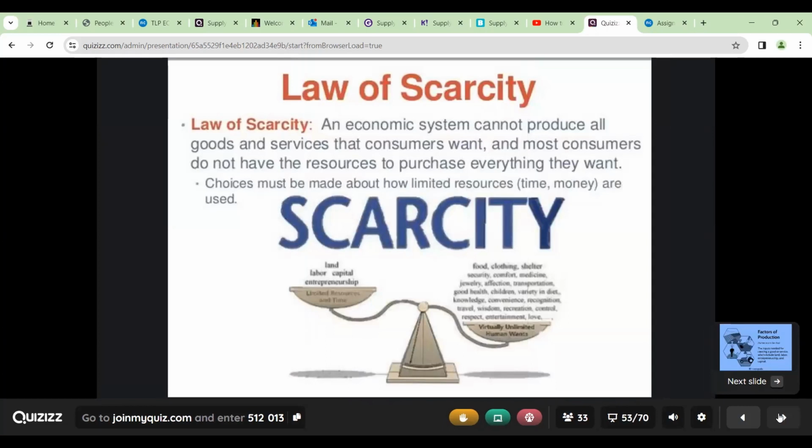Law of scarcity: an economic system cannot produce all the goods and services that consumers want, and most consumers do not have the resources to purchase everything they want. So choices must be made about how limited resources, time, and money are used.